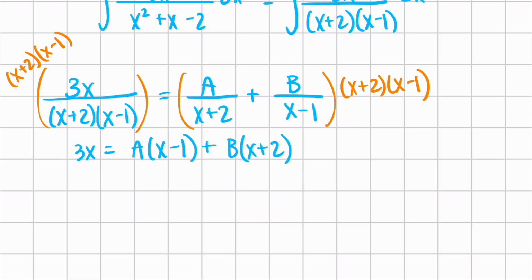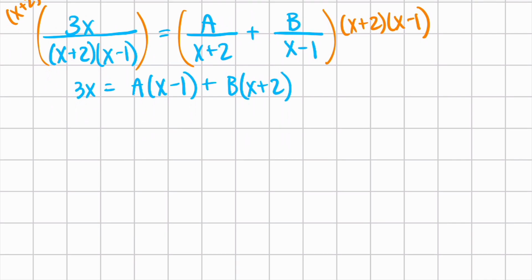And then we're going to strategically choose x's so that we can isolate a and b. So let's isolate a first. I'm going to let x equal -2. We get -6 equals a times -3. Notice when I plug in -2, this b term becomes 0. And that means that a equals -6 over -3, which is 2.